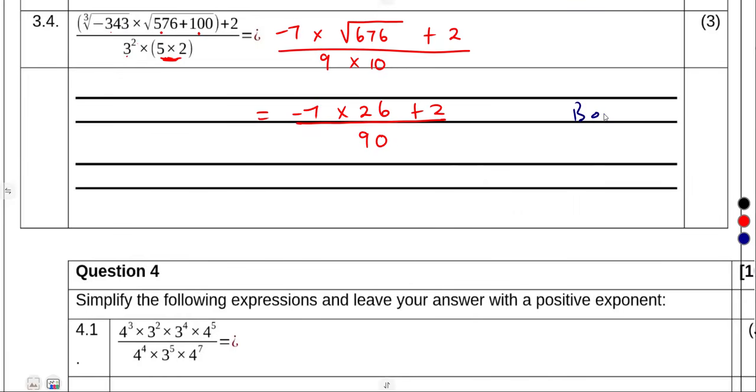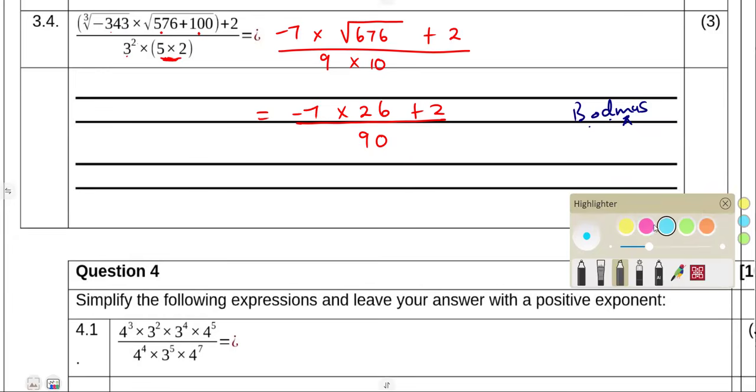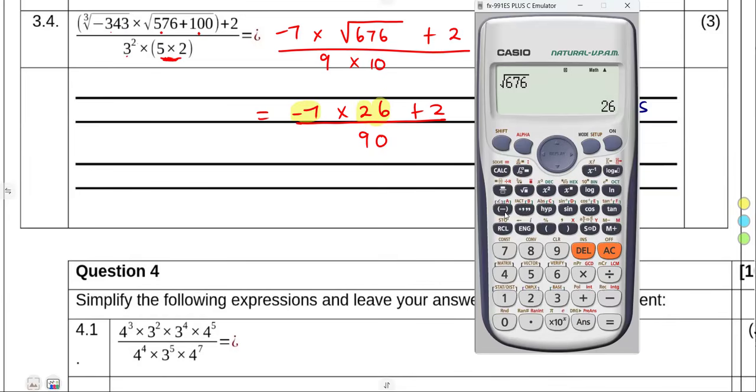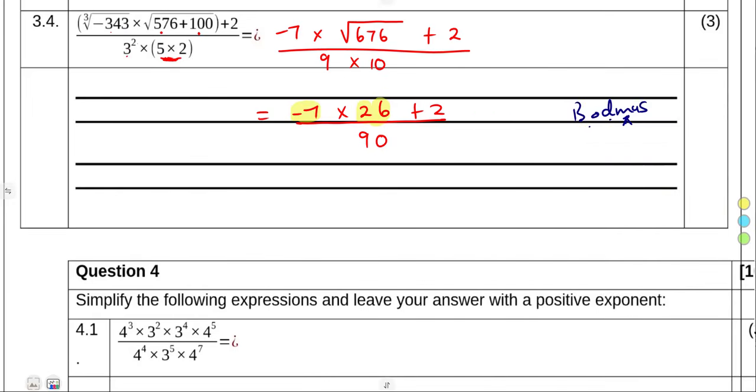So in the numerator, if we are to use our BODMAS, meaning we're going to have division, multiplication, we're going to consider the multiplication of these two, negative 7 and 26. So negative 7 times 26 is going to give us negative 182, sorry, plus 2. All right, everything over positive 90.